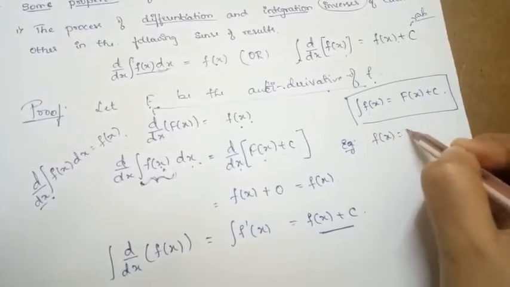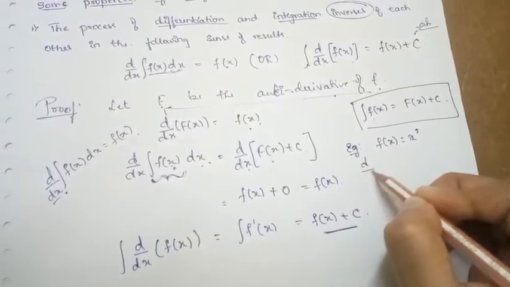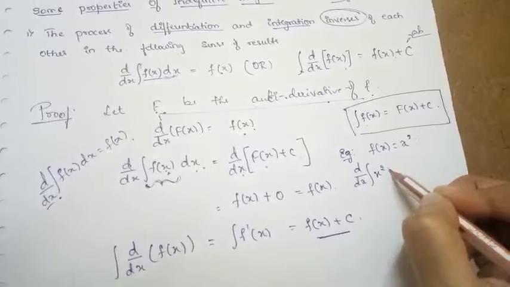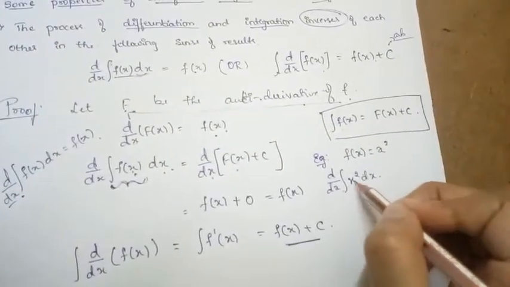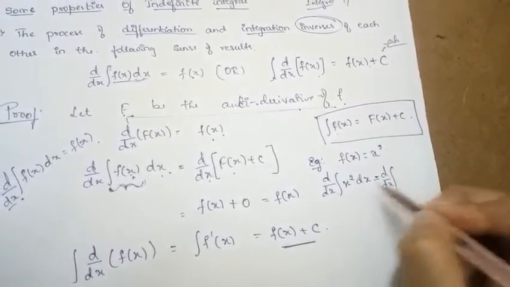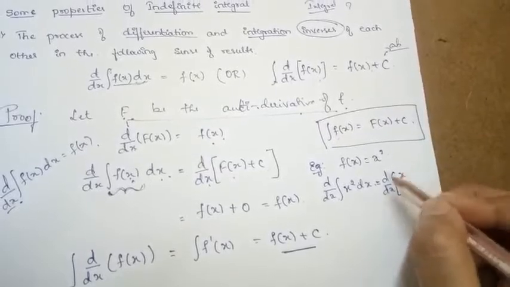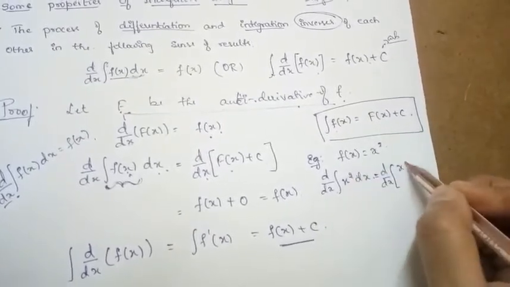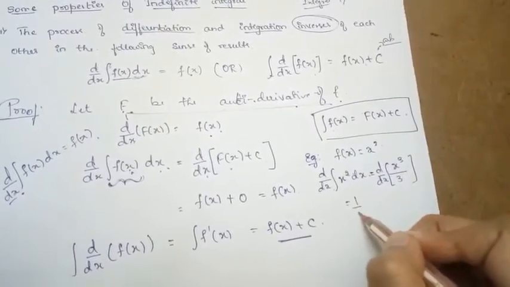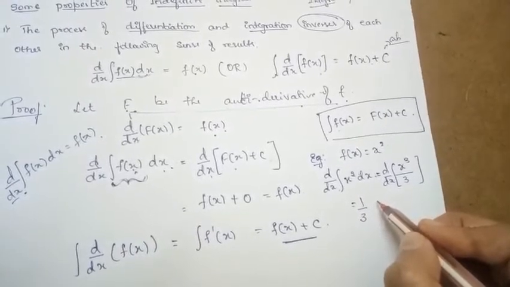Suppose I need to explain this with an example. If I consider a function f of x equal to x square, and differentiate and integrate that function x square dx, what is the integration of this function? We know that the integral of x power n is x power n plus 1 divided by n plus 1. Here n is 2, so n plus 1 becomes 3, divided by 3. Here 1 by 3 is a constant. Now, what is the differentiation of x cube?